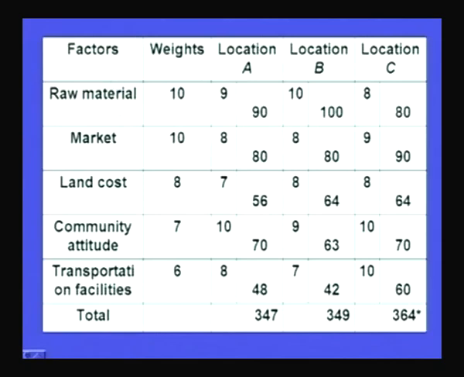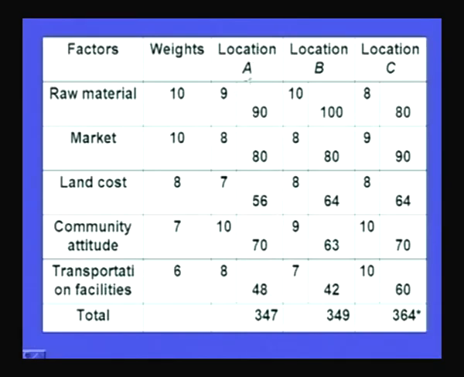Similarly, for each and every factor we are going to multiply the weightage with the points which we have given to the different alternatives, and we are going to calculate this particular figure. 10 into 8 is 80, 10 into 8 is 80, and 10 into 9 is 90. Similarly, for transportation facilities, you can remember it: 6 into 8 is 48, 6 into 7 is 42, 6 into 10 is 60. Then finally we add up all these points earned by each and every location.